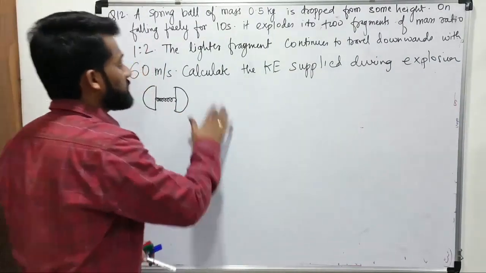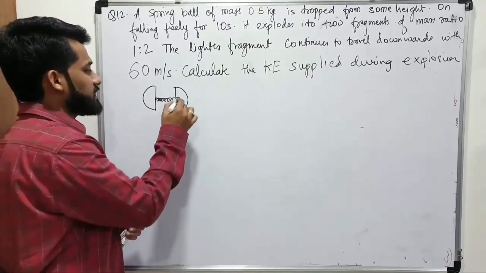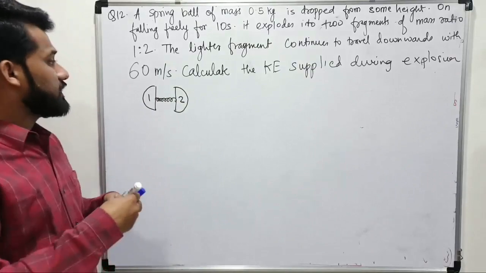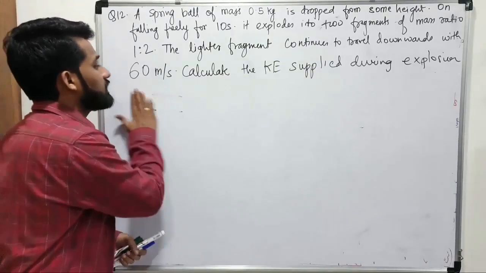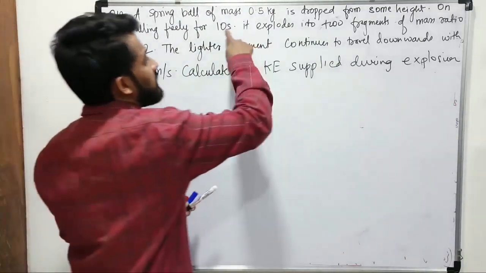So in this particular case, both the hemispheres of the spring ball are not of equal masses. The ratio is 1:2, so one is heavier, the other is lighter, right? This spring ball, which is initially compressed and released from a certain height, travels for 10 seconds.